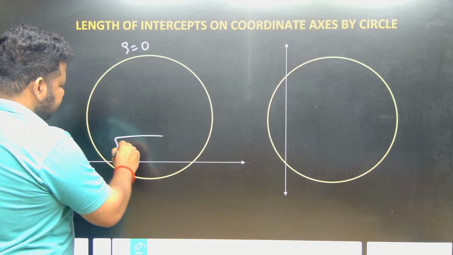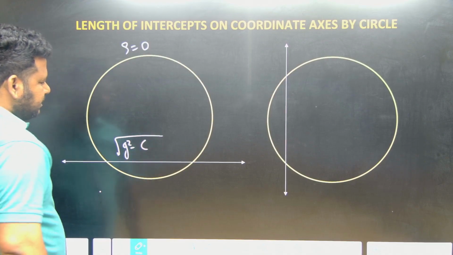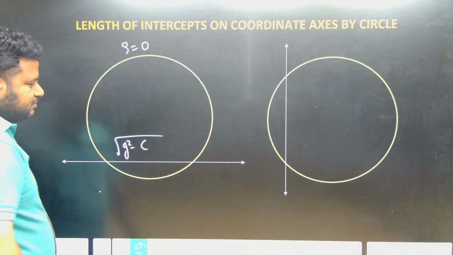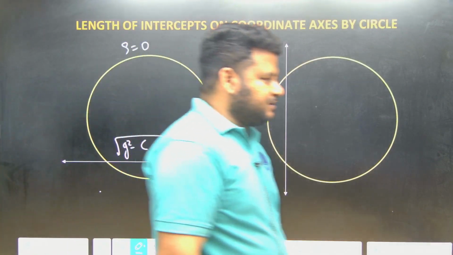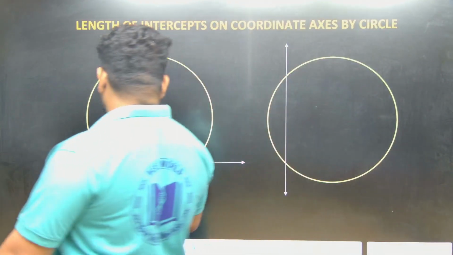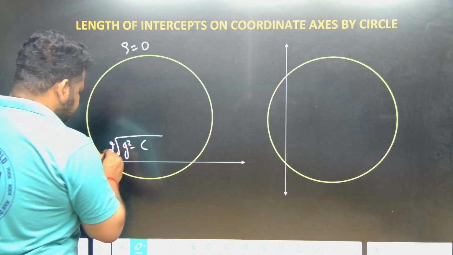I can write it as what? G square minus c. 2 times square root of G square minus c, or just I can write it as square root of G square minus c. Length of intercept is given by G square minus c for the x axis. Actually it will be 2 times, because it will come twice, because there is no y. So 2 times square root of G square minus c.